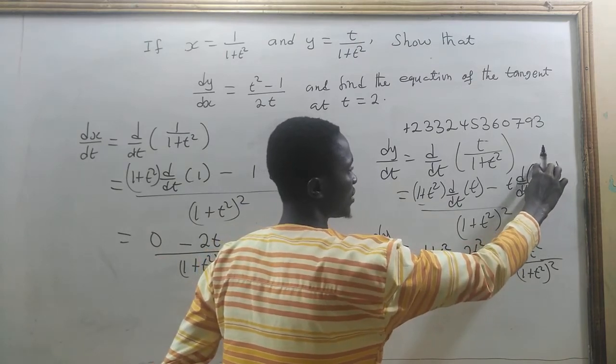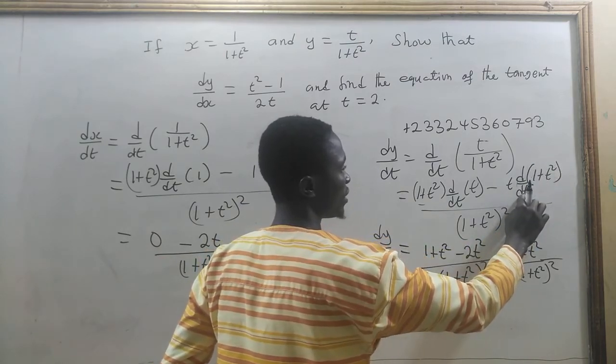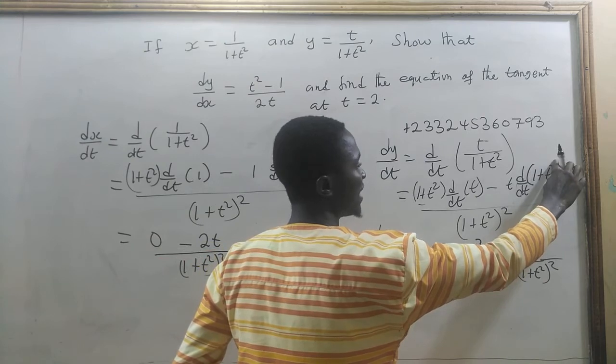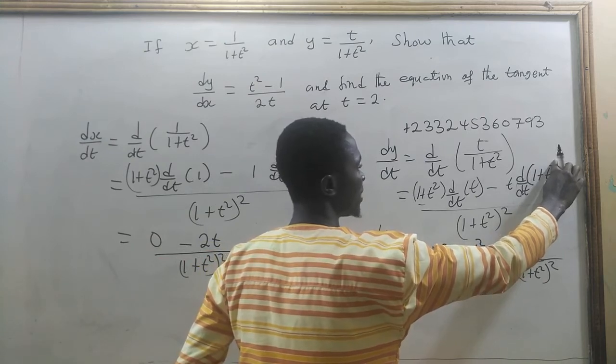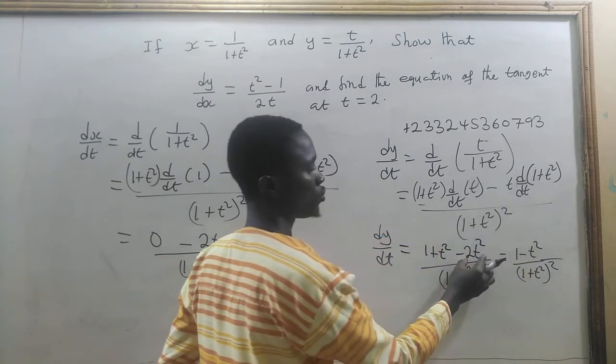So we check here very carefully. We differentiate 1 with respect to t, you get 0. We differentiate t squared with respect to t, you get 2t. Then this t will give you 2t squared.